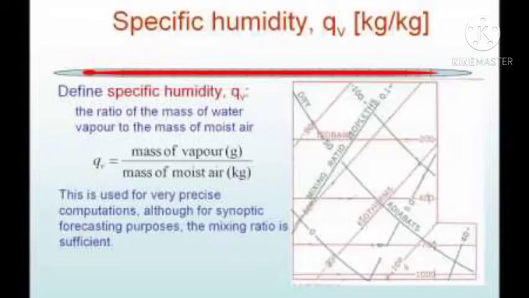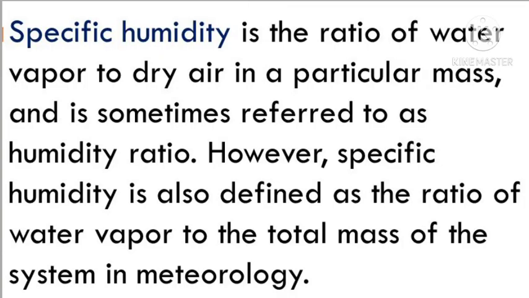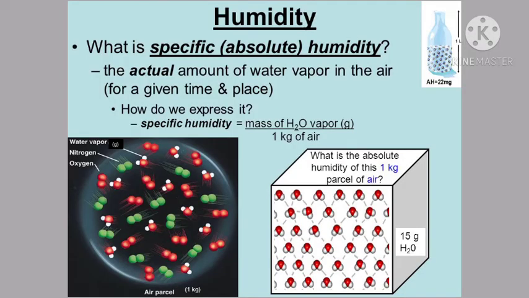Then second is specific humidity. What is it? The mass of water vapors contained in a unit mass of air is known as specific humidity. In other words, the actual quantity of water vapors held by the air is its specific humidity, and it is expressed as grams of water vapors per kilogram of air. And the absolute humidity: the weight of the actual amount of water vapors present in a unit volume of air is known as absolute humidity. It is usually expressed as grams per cubic meter of air.